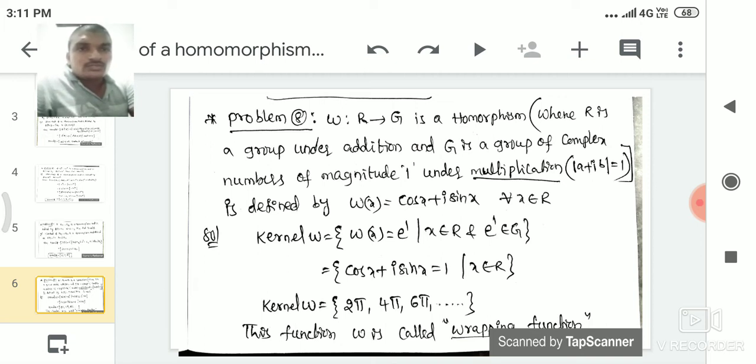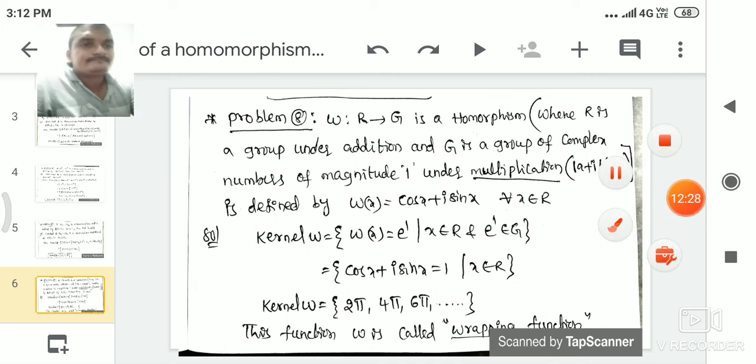Here what are the solutions of this equation? That is the kernel of W. All the solutions of cos x plus i sin x is equal to 1 are called the kernel of the homomorphism W. Here we substitute x is equal to 2 pi: cos 2 pi plus i sin 2 pi is equal to 1. Why? Because cos 2 pi value is 1, sin 2 pi value is 0. Again cos 4 pi value is 1, sin 4 pi value is 0.